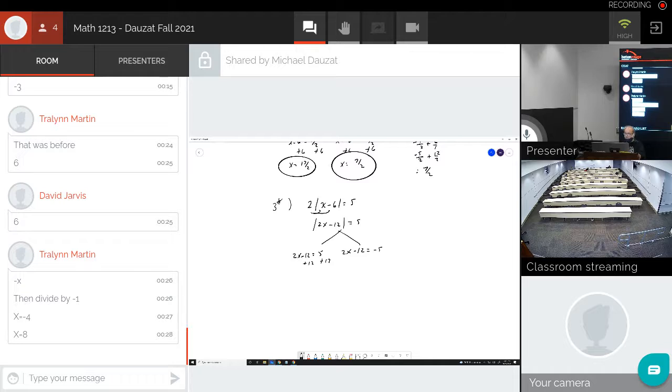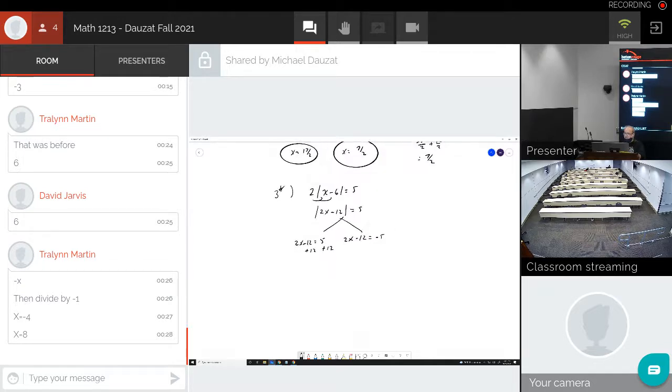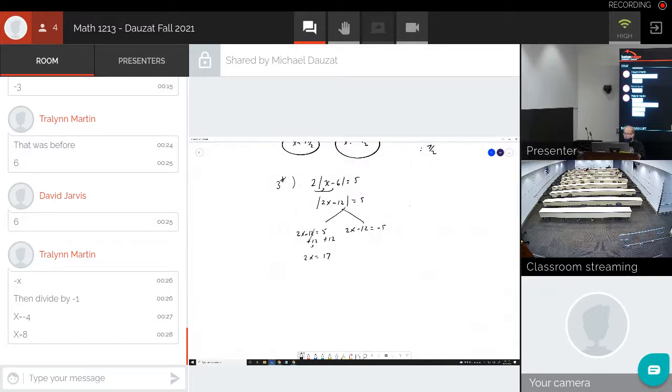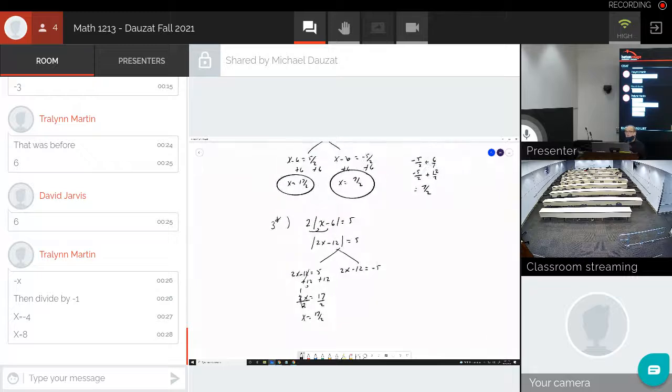Okay. Adding 12 to both sides. 12 and negative 12 is 0. I get 2x equals 17. What's the next step? Divide by 2. And so I get x to be 17 halves, which was what we had here, right?